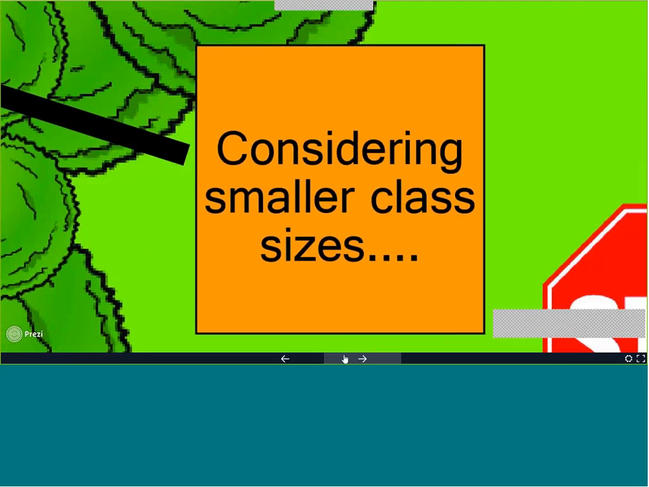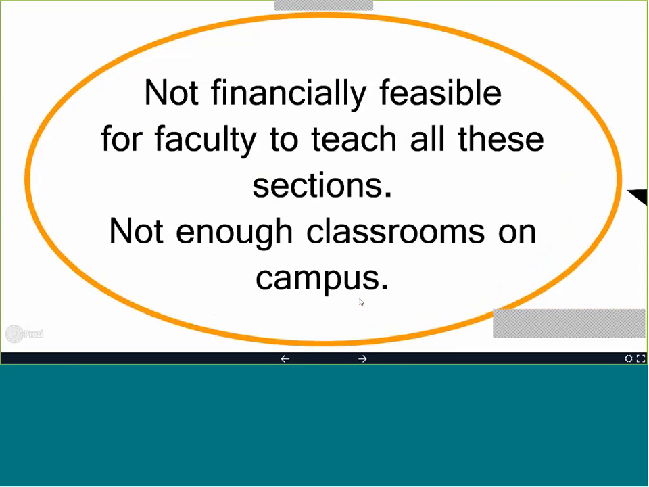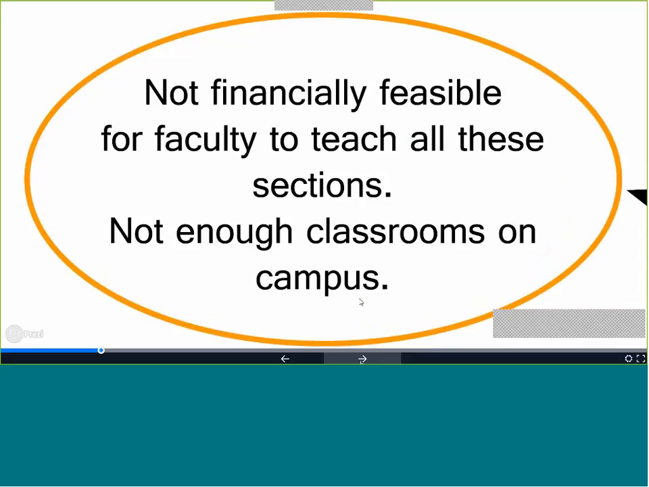So it was then that the faculty began to wonder if maybe smaller classes might be a more effective way to teach. This created 2 problems. First of all, it wasn't financially feasible for faculty to teach all of the sections that this would result in, and we also didn't have enough classrooms on campus for all of these classes to meet 3 times a week, which is what they were doing then.